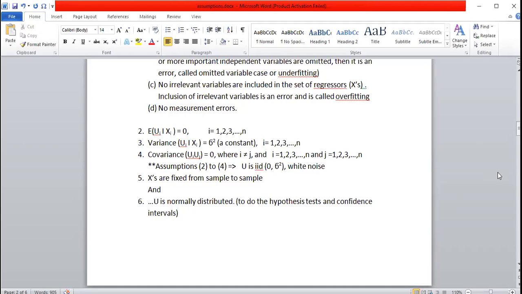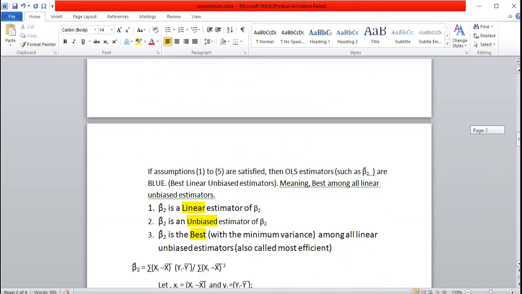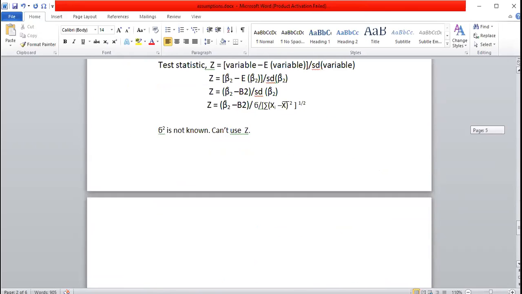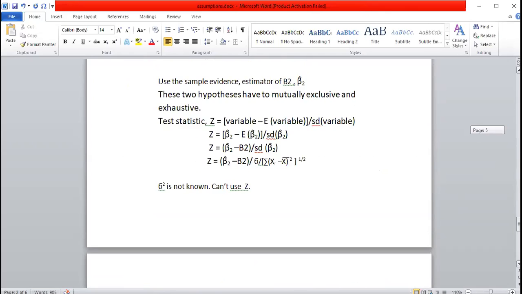Now, normal distribution means a lot of things: mean, median, mode with the same values. It is a symmetric distribution that goes from minus infinity to plus infinity. Everything applies. If U is normally distributed, then obviously beta 2 hat is normally distributed, because beta 2 hat is a function of U. If beta 2 hat is normally distributed, then you can have a Z distribution, because Z is also a normal distribution. But we cannot use Z because the variance of U, sigma square, is not known. So we cannot use the Z statistic.